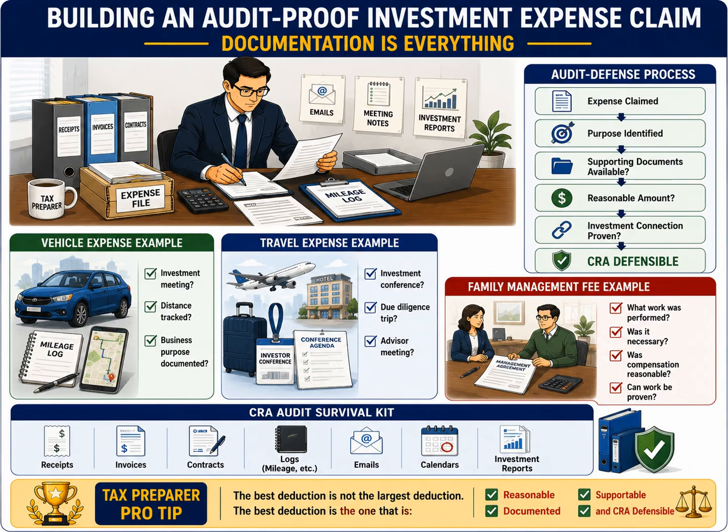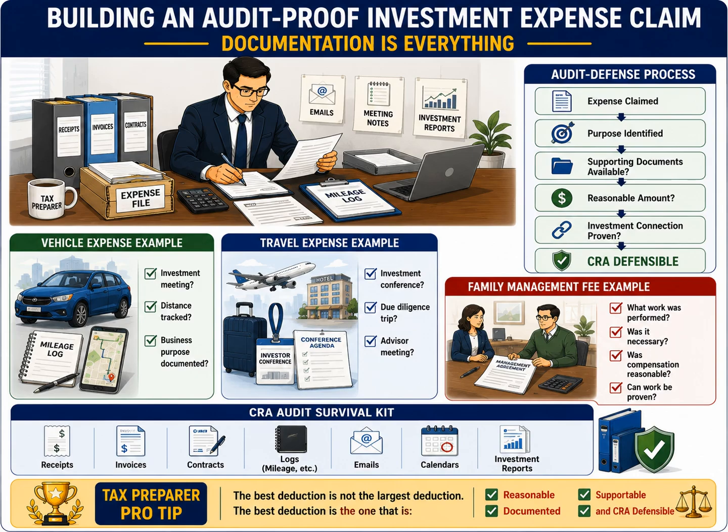The section at the bottom of the slide highlights what I like to call the CRA Audit Survival Kit. Strong files typically contain receipts, invoices, contracts, mileage logs, emails, calendars, and investment reports. Together, these documents create a clear story that explains why an expense was incurred and how it relates to earning investment income. The key lesson from this slide is simple.